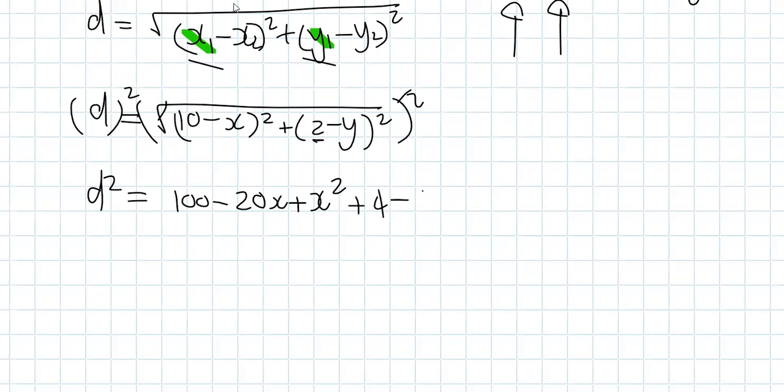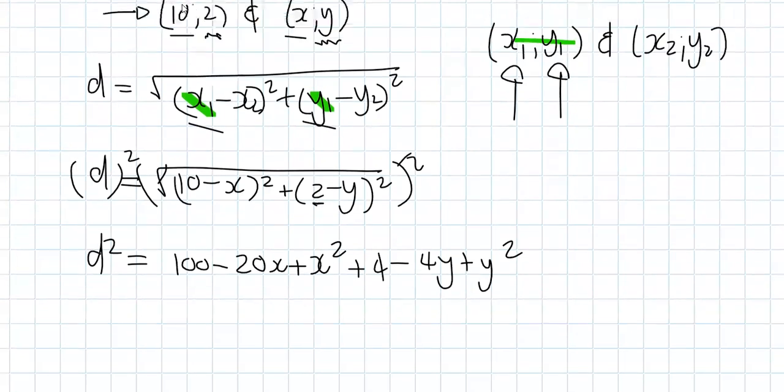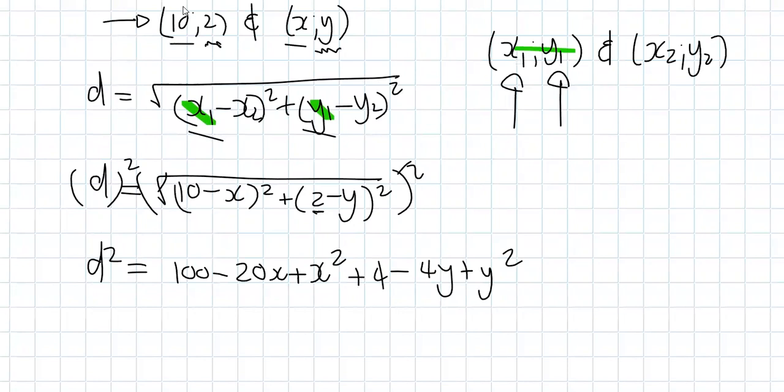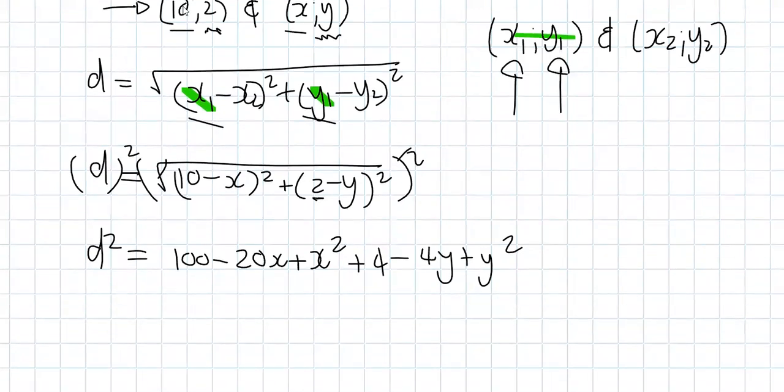4 minus 4y plus y squared. I think, are there any like terms? No, there aren't any like terms. So that's the formula for the distance squared. Whenever you're working with maximum and minimum of anything, it's calculus work. You just want a formula for what you're trying to find the maximum and minimum of. So that's the first step.